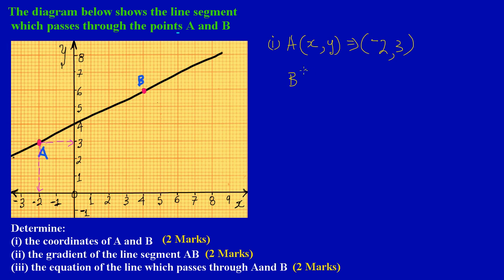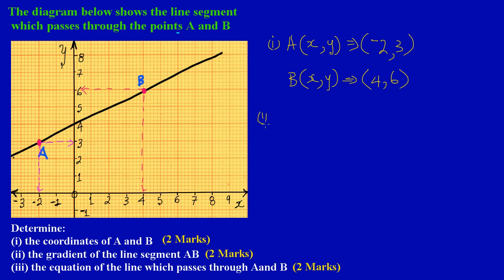Open bracket. Again, we know that a coordinate is in the form (x, y), so I must go to the point B, and from B I'm going to come straight down to my x-axis, and that point is 4. Then I'm going straight across to my y-axis, and my point on my y-axis would be 6. So to write the coordinate of B, my x value is 4 and my y value is +6. So that's it for part 1.